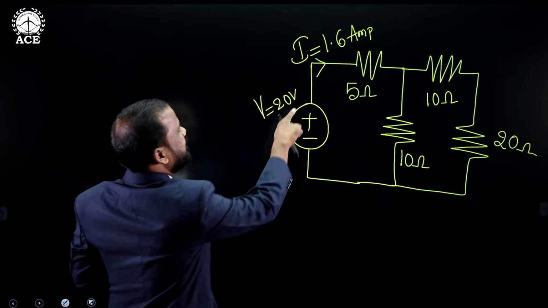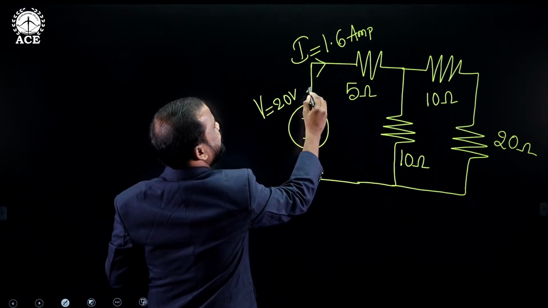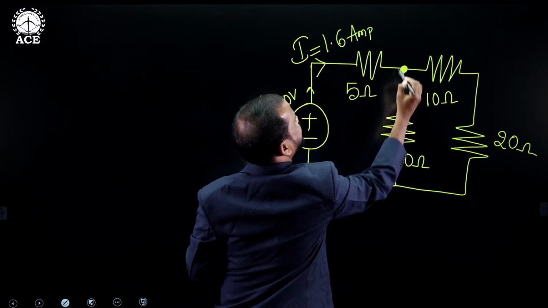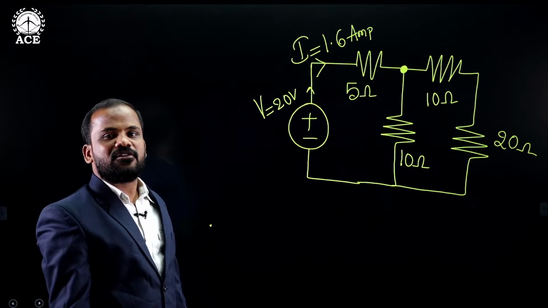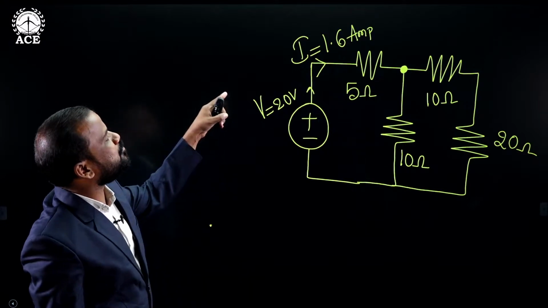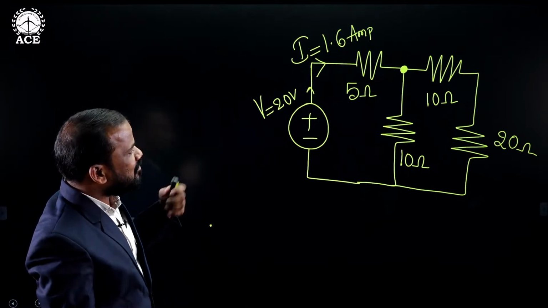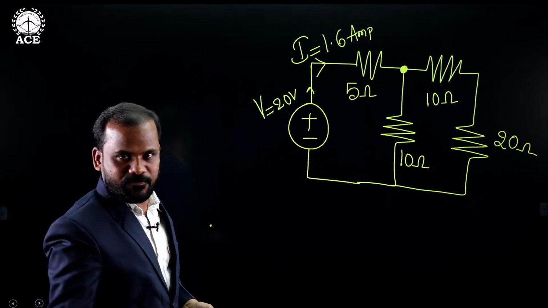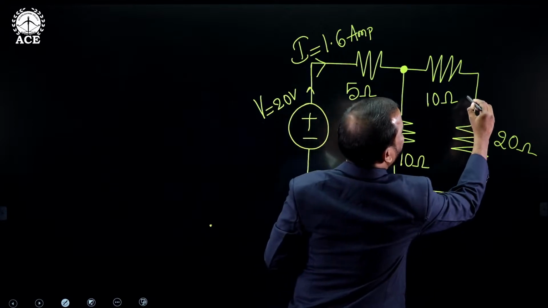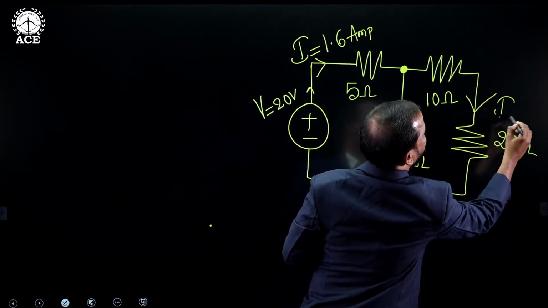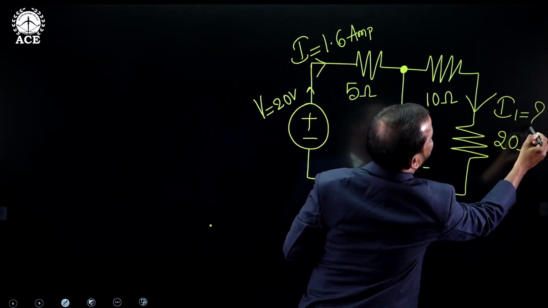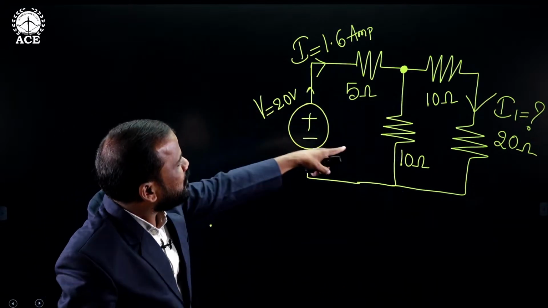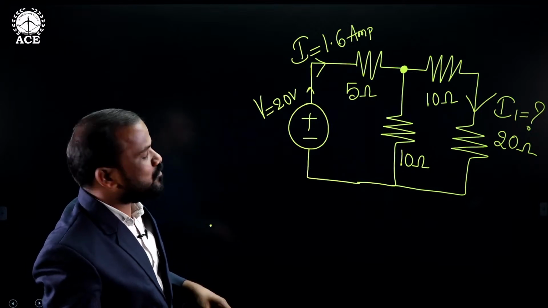Now see here, this particular current starts from the source and reaches the junction point. So we can directly say that the total value available at the junction point is 1.6 amperes. Now our target is to find the current flowing through the 20 ohms, and the name of this current is I1, because we are talking about the first case. Now to find that particular current, what do we need to do?